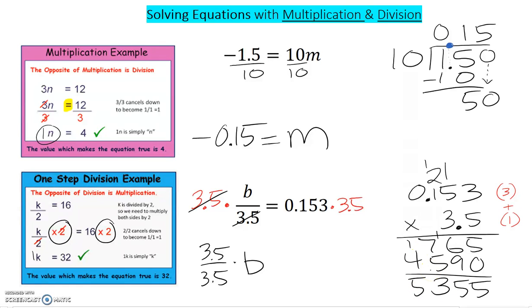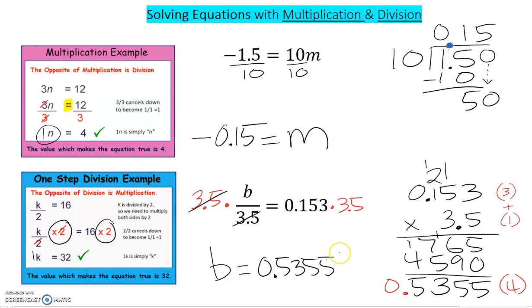Now, how many decimal places do we have? Well, we have 3 in this and 1 in this, so we add them up, and that's how many decimal places you will have to have in your answer. 3 plus 1 is 4. So remember, you start on the far right, and you go over 1, 2, 3, 4, and there we go. That's where our decimal place goes. So in the end, come back over here. In the end, we get B equals 0.5355.